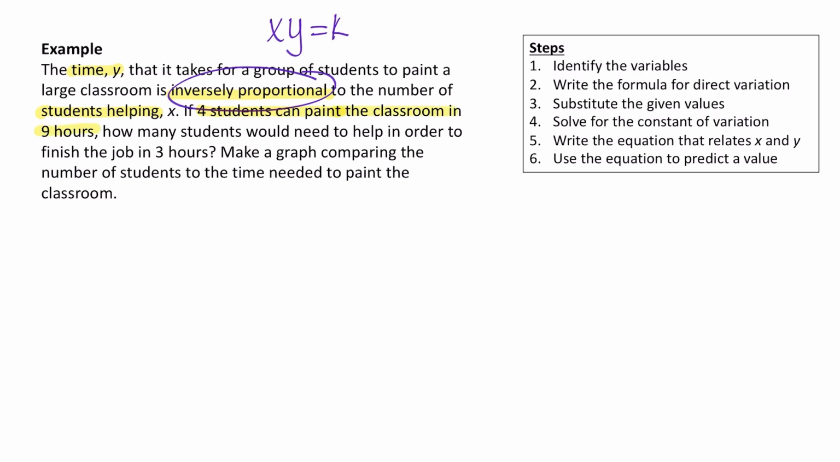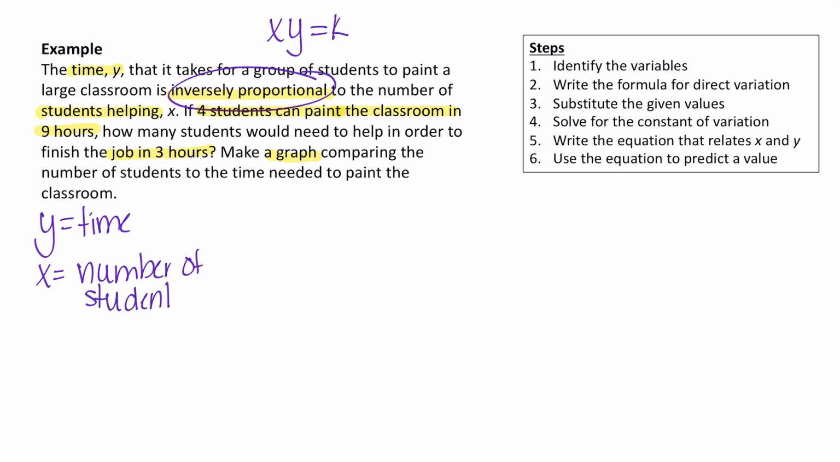And then we want to know how many students would need to help to finish the job in 3 hours. We need to make a graph. So let's go ahead and get started. So we have y, which is the time, and we have x, which is the number of students. Okay, so let's define our variables.